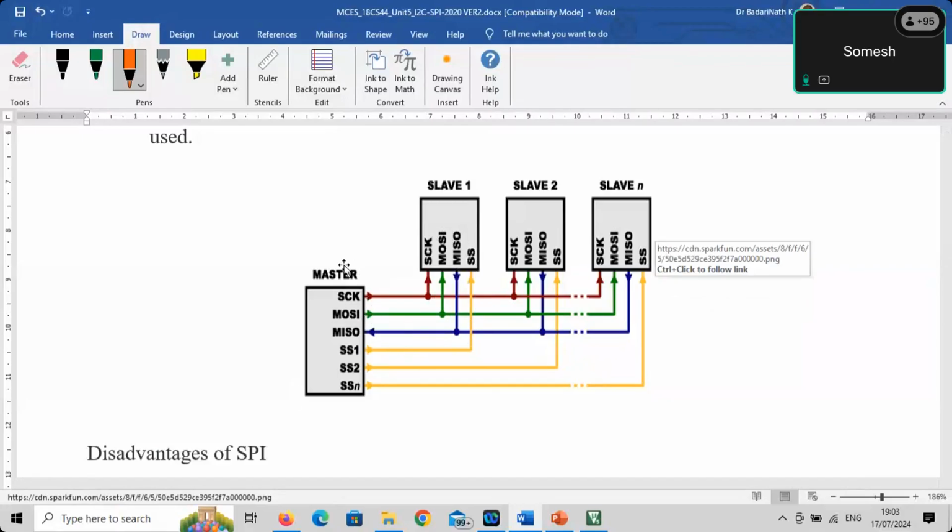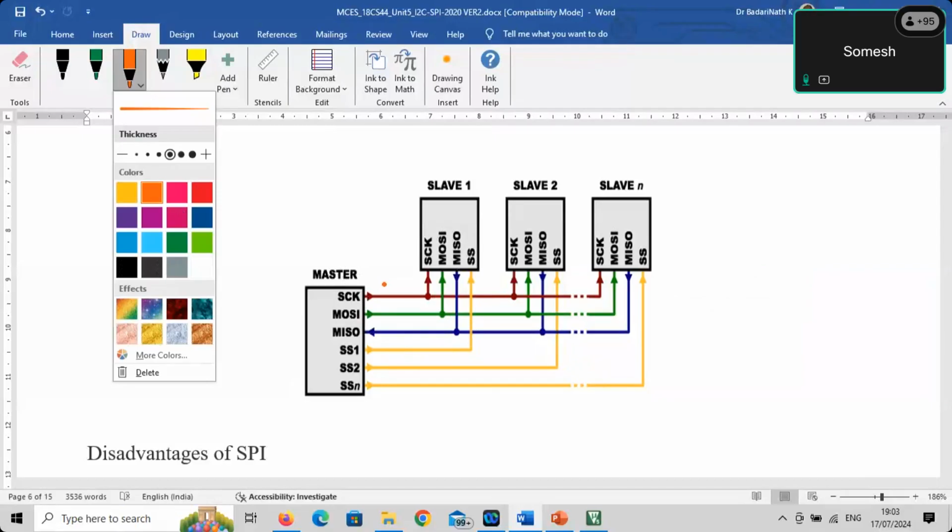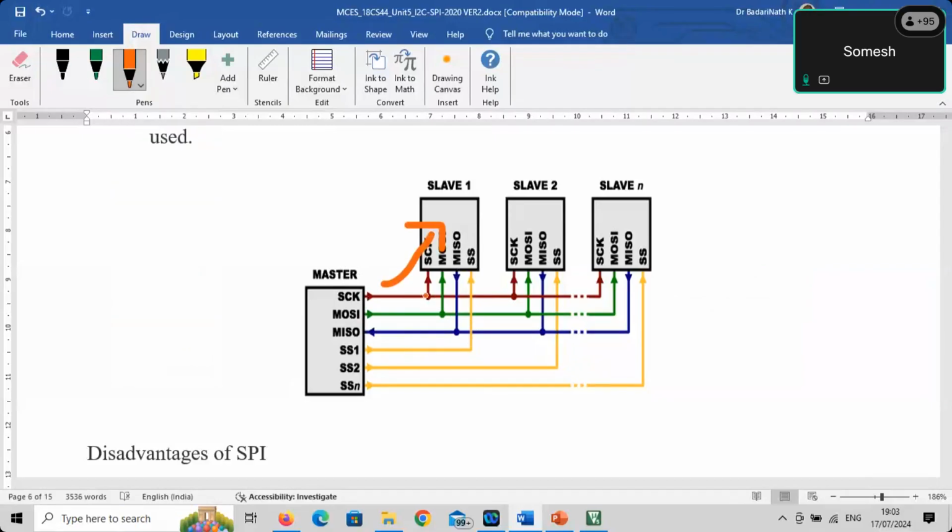So if the master wants to communicate to slave 1, what should I do? First, I have to enable the slave select for this chip and disable the slave select for the other chips. Usually it's active low. So for whichever slave we want to communicate with, we have to make this line low, and you have to maintain the other 2 high. Then the chip understands, oh, the master has made this line low, so the data coming is for me. So all the logic is enabled.